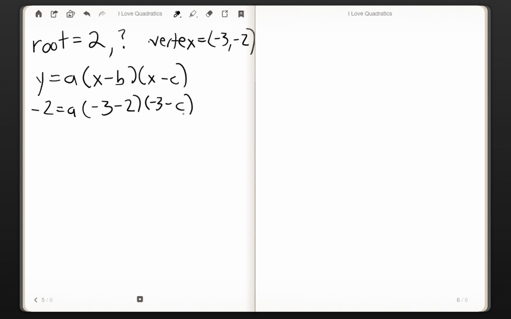Okay, so now that we've done that, we are left with a and c, two different variables, but this is the only equation we have. So it's not possible to do this problem using root form.